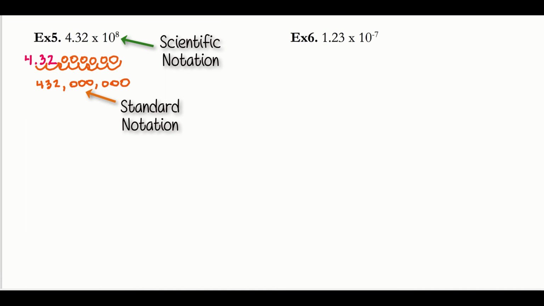Okay, let's try one more example. Here, 1.23, I'm going to rewrite this. Now notice my power of 10 is to the negative 7th, which means this is going to make my 1.23 a smaller number, which means I'm going to move, instead of to the right like I did in the previous problem, I'm going to move to the left. So let's do that. I'm going to move it 7 places to the left to make it a smaller number. 1, 2, 3, 4, 5, 6, 7.